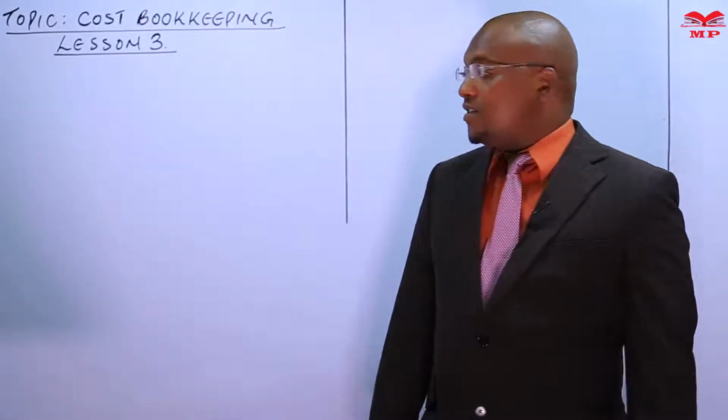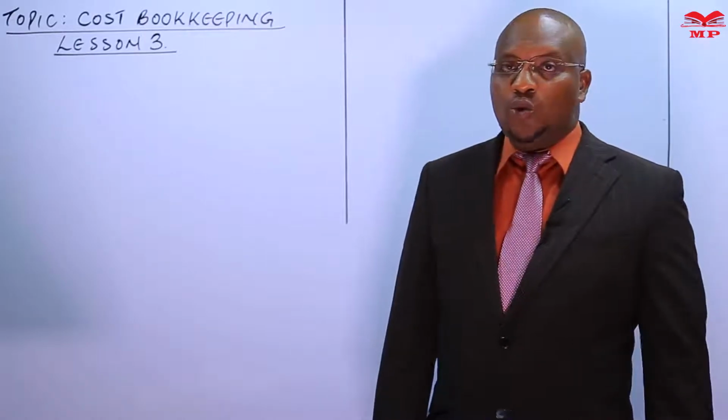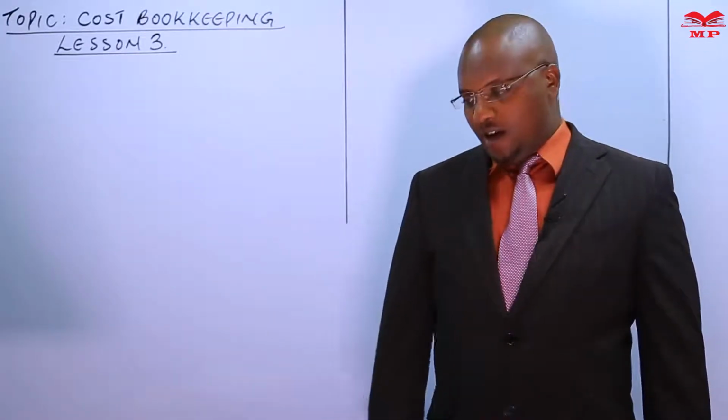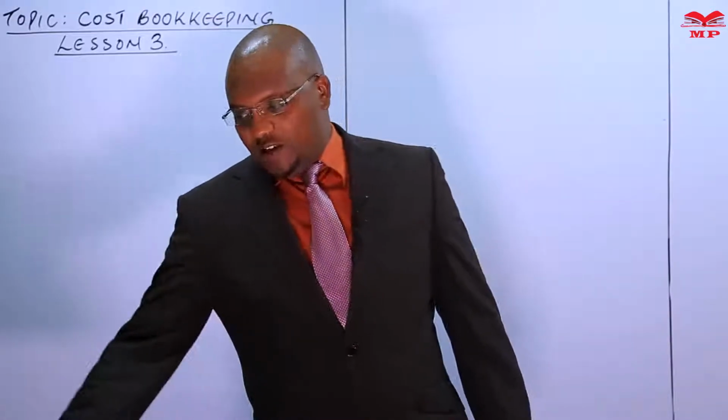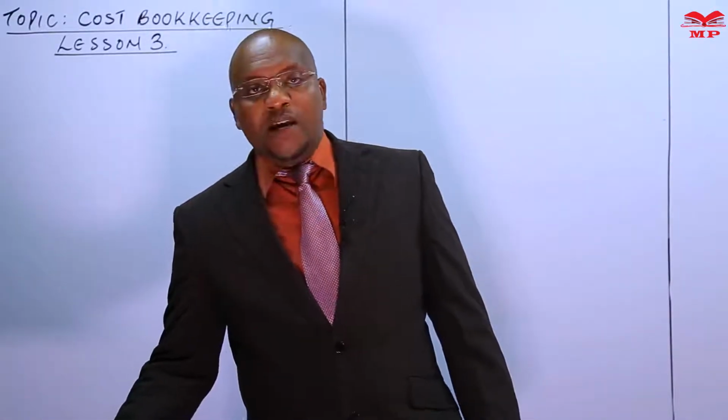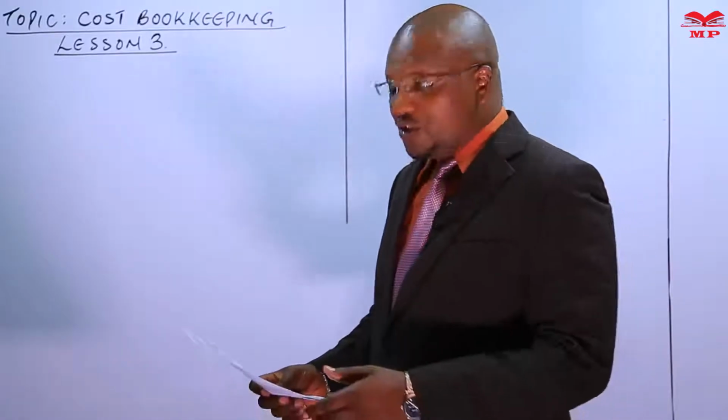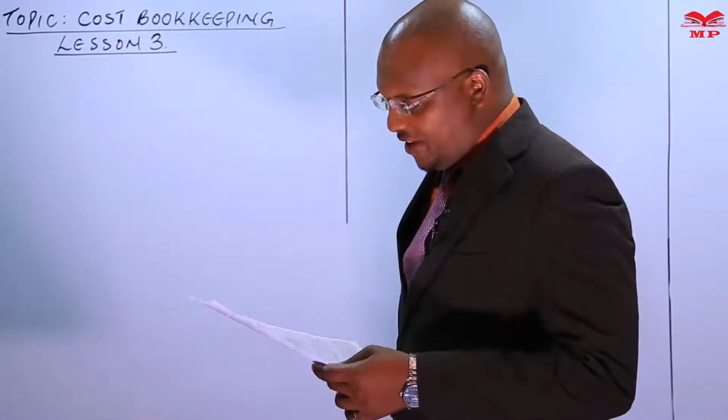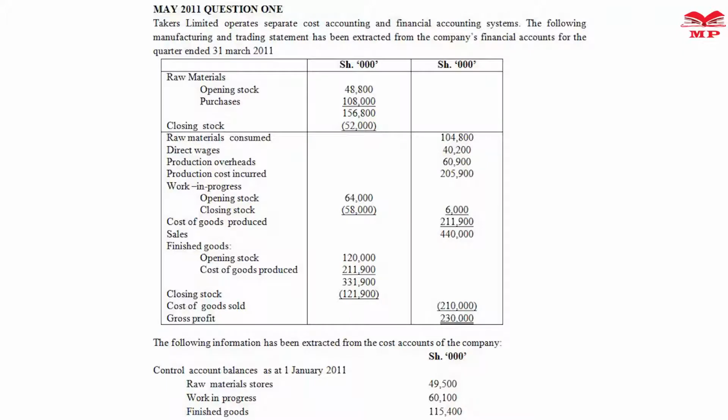Lesson 3 is another question to help us understand the interlocking costing system. The question is May 2011, question 1. It reads that Takers Limited operates separate cost accounting and financial accounting systems. The following manufacturing and trading statements have been extracted from the company's financial accounts for the quarter ended 31st of March 2011. The amounts are given in shillings in thousands.